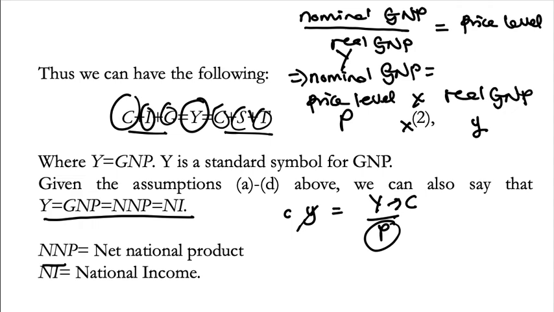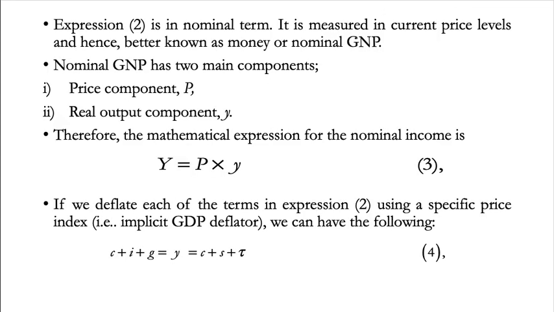Okay, so this is what I said to you just now if we were to summarize it. Okay, and expression 2, like I said earlier, is in nominal term. So it is measured in current price levels. So it is also known as nominal GNP or money GNP. And like I said earlier, this nominal GNP has two components: price component denoted as capital P, real output component denoted as small letter y. So in the form of mathematical expression, it can be written as expression 3 here. Capital Y, which is nominal GNP, is equal to price level times real GNP. So like I said earlier, if we deflate each and every component of expression 2 here, we can reach the real term of these components as expressed in expression 4 here. Okay, you can see real consumption, real investment, real government expenditure, real income, and on the right hand side of the income, real consumption, real saving, real tax values.